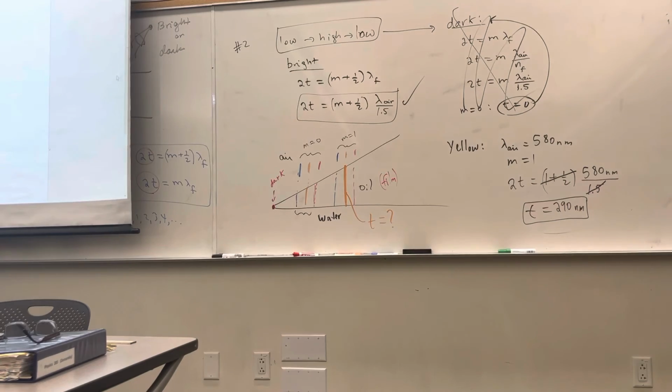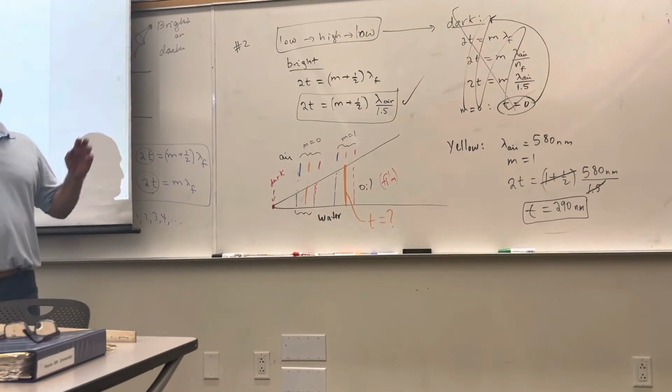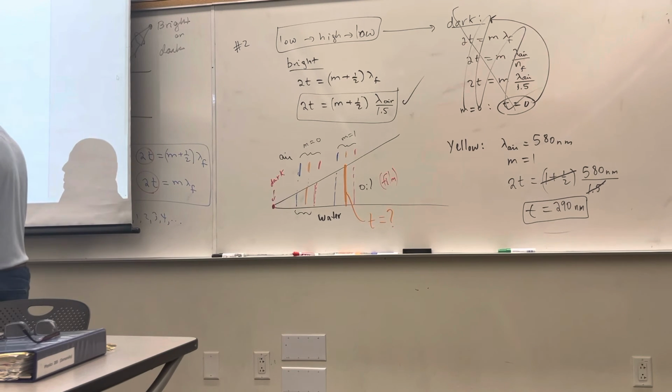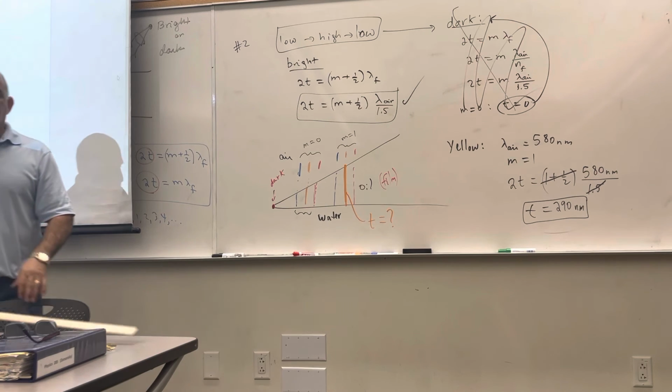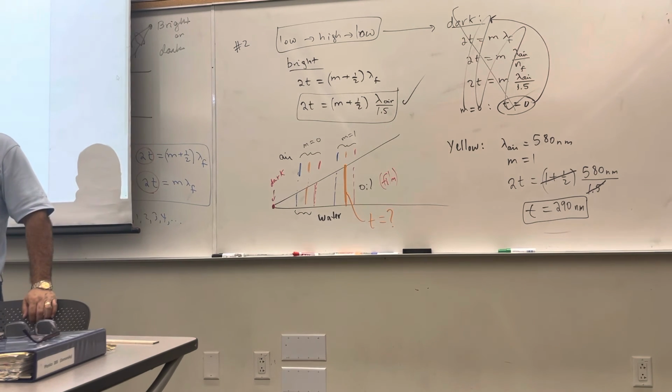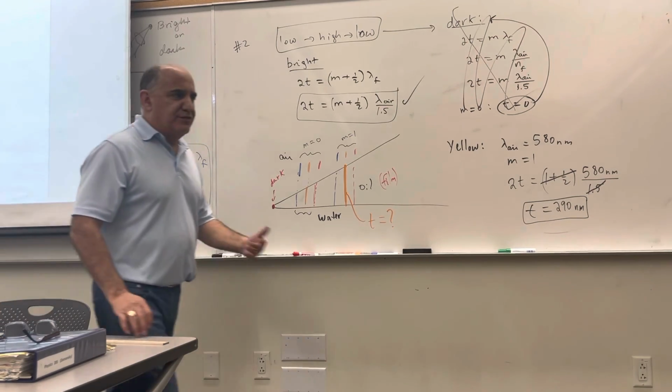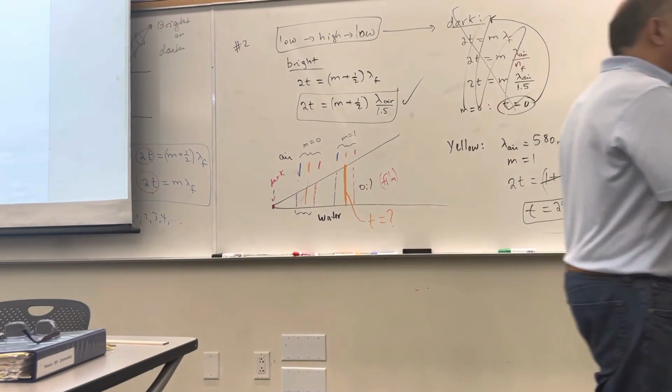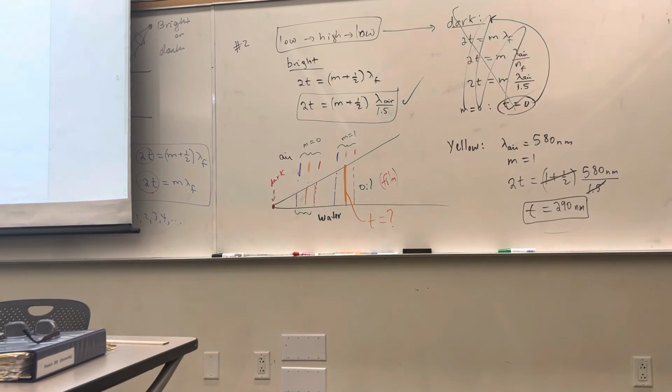So just read it carefully. As you do many of the problems, you learn to figure out when it is that they want dark, when it is that they want bright. So this is called thin film interference. So I'm done with this chapter. The next chapter is diffraction.